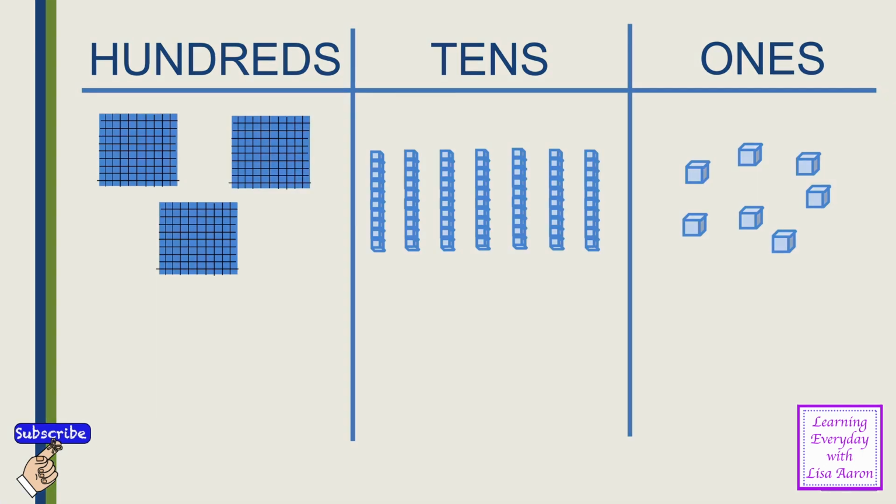Look at the ones. How many ones do you see? Let's count. 1, 2, 3, 4, 5, 6, 7. This tells us there are 7 ones.